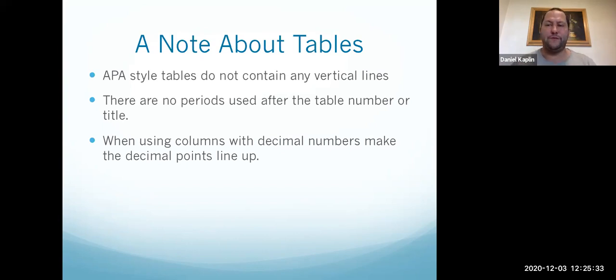There are no vertical lines. Now, vertical lines go up and down. No vertical lines in your tables. There are no periods used after the table number or title. Again, the table number goes up top. Then you have the title of the table, then the table. And then when using the columns, make sure that the column numbers line up, right? And the points line up for visibility. Now, what I always tell people to do is right align it. Make sure you highlight the table and you right align it. And it's very easy to do in Microsoft Word.